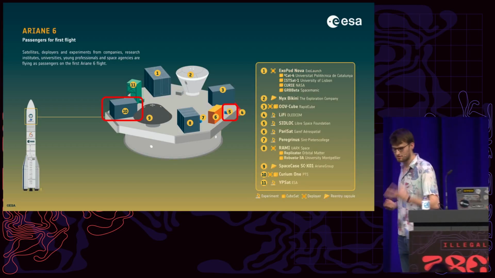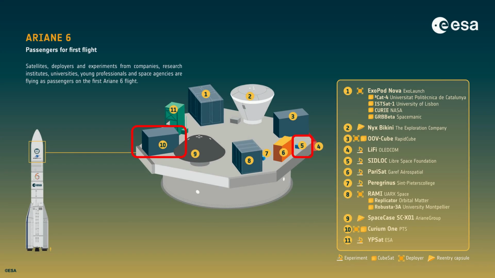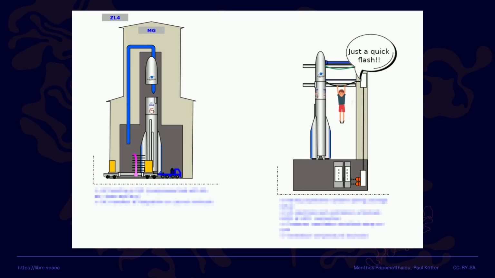So our plan was, on this top side of the rocket, we wanted to screw number 10 and number 5, so our SIDLOC experiment and the Curium satellite. And, well, sometimes, like Paul talked about plans, and plans, I think, never go as planned.